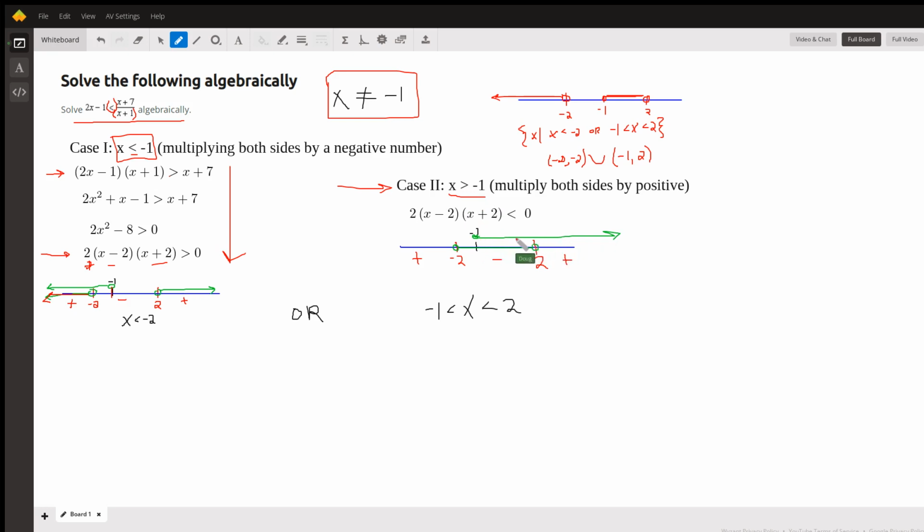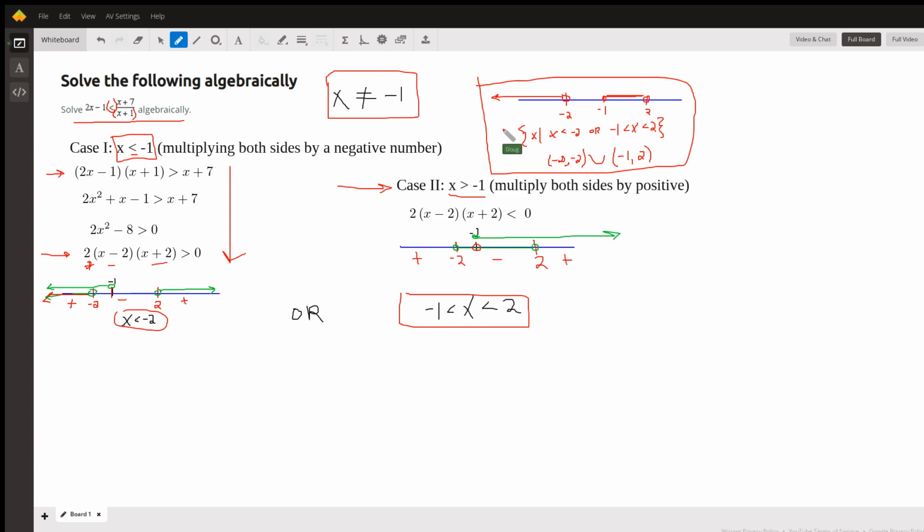That's this ray right here. Where do those 2 sets of numbers overlap? Between -1 and 2. Okay. So the solution set is the union of these 2 sets of numbers. And here are 3 different ways maybe you could represent the solution set. On a graph, x is less than -2, or x is between -1 and 2, not including either endpoint.